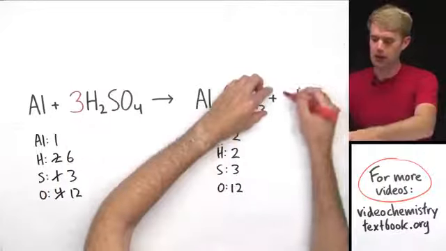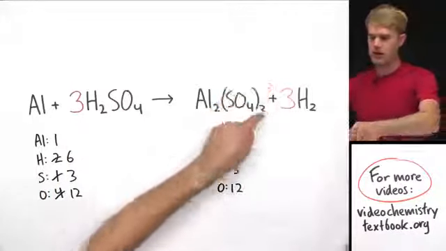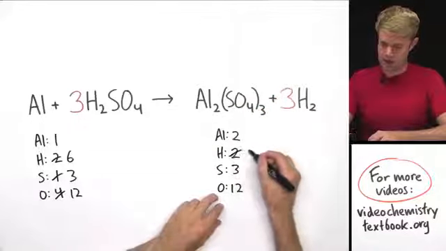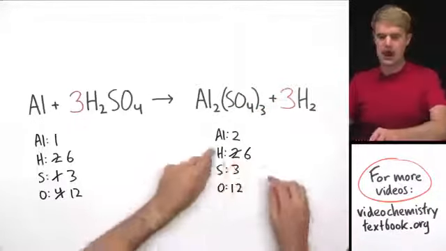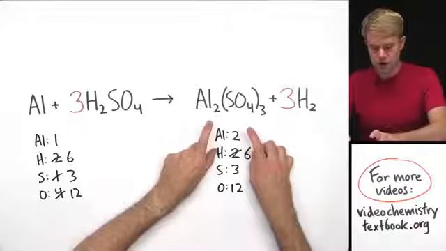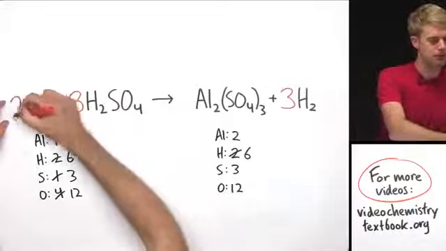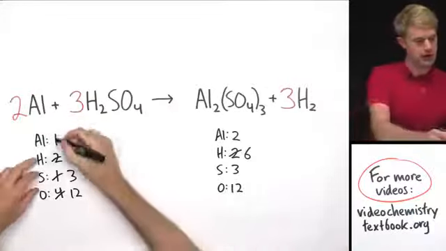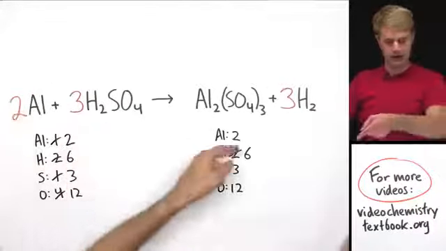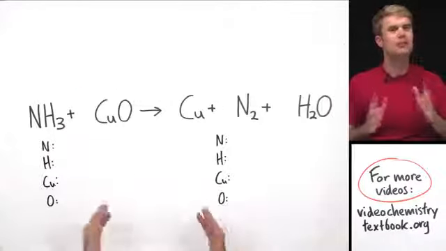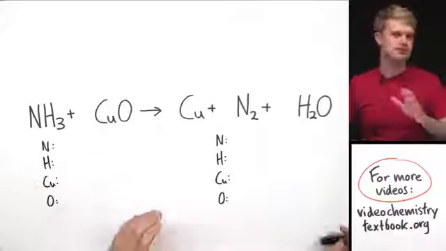So I can fix that by multiplying the hydrogen by 3. Now I have 3 times 2 on this side, which is going to give me 6. And then take a look at the aluminum. I have 2 on this side, 1 on this side, but I can fix that by multiplying by 2 over here. And then I get those to balance and everything's good. You may have noticed these are getting a little bit more complex. It takes more and more steps to balance them.